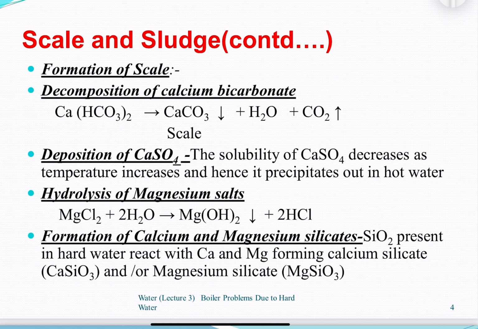The third reason for the formation of scales in boilers is the hydrolysis of magnesium salts. Different magnesium salts which are present in water, particularly magnesium chloride, react with water to form magnesium hydroxide. So a magnesium hydroxide scale is formed. Apart from this, calcium and magnesium silicate scale is also formed. Calcium and magnesium salts are present in water. A little bit of sand or mud is also present in water. So calcium and magnesium salts react with the silica present in water, and form scales of calcium silicate CaSiO3 and magnesium silicate MgSiO3.